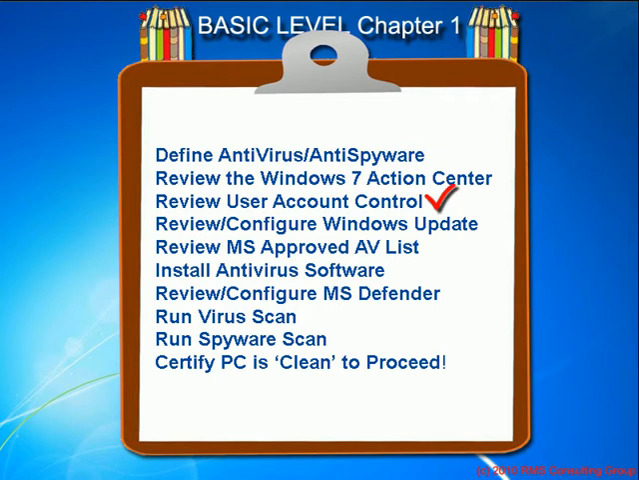We reviewed user account control, did some configurations there, and showed what's critical. We reviewed and configured Windows Update and made sure that we have the latest updates before moving ahead. We reviewed the Microsoft approved antivirus list. I chose one from that list that happens to be a free product. I installed the antivirus software on the PC and did some basic configurations. We reviewed and configured MS Defender for anti-spyware defense. We ran a virus scan, and we ran a spyware scan. And we've certified that the PC is clean to proceed.